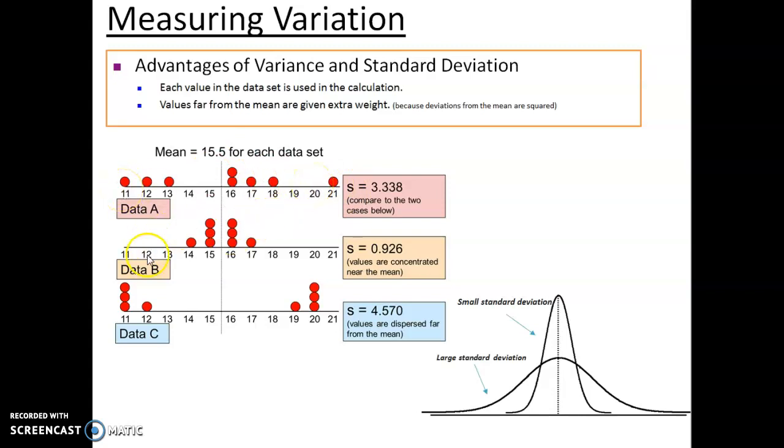For example, in data set B, we have 15 and 16. Let's just take these two data points here. Well, notice they are the exact same distance from the mean of 15.5. 15 lies 0.5 below the mean, so we would get a variation there of negative 0.5, and 16 lies 0.5 above the mean, so we get a positive 0.5 there. Well, if you don't square your deviations from the mean, you're going to get a negative 0.5 here, and a positive 0.5 here, and when you add them up, they're going to negate each other.